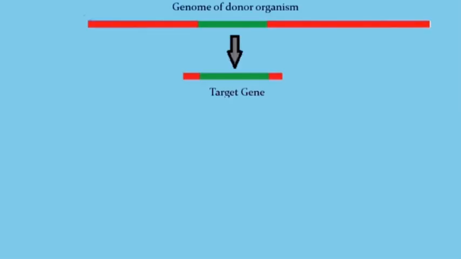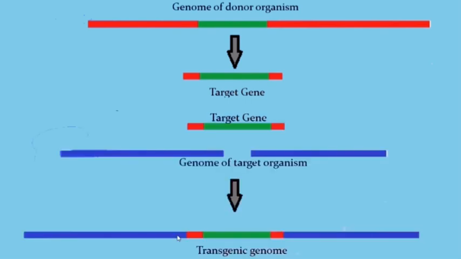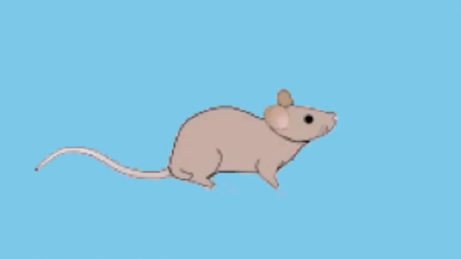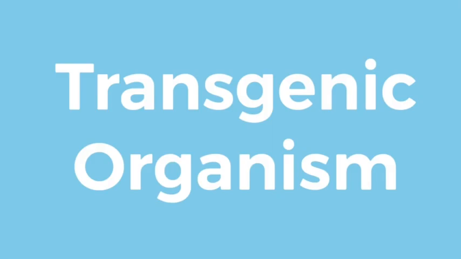The target DNA is removed from the organism with the desired trait using restriction enzymes. The DNA is then transferred to the other species by inserting it in the desired spot on the DNA strand. The two genes are then bonded by using ligase. The transgene is then inserted into the zygote, where the newly born organism will be a transgenic organism.